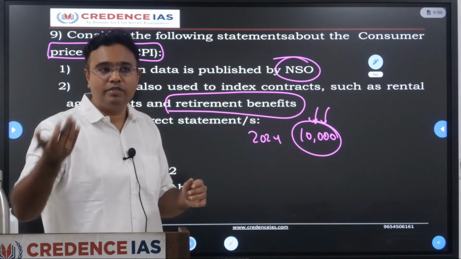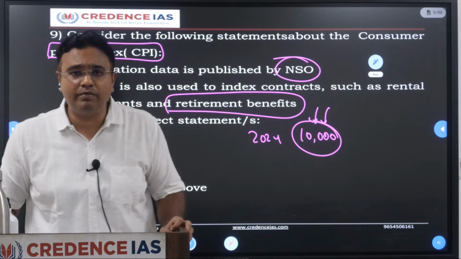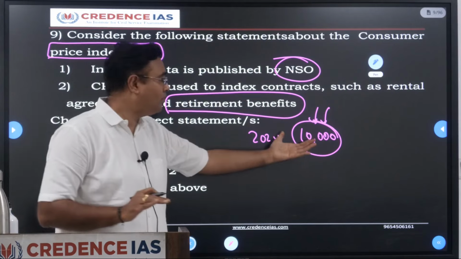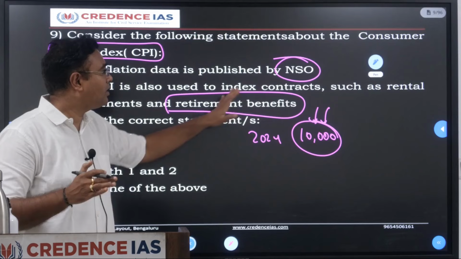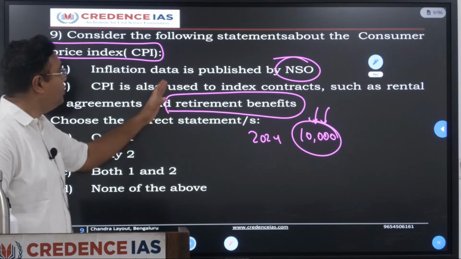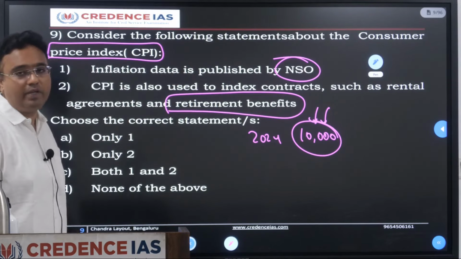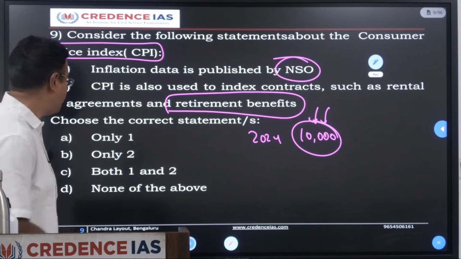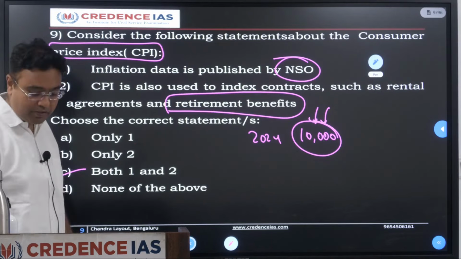So if the prices of, say for instance, the eatables, maybe the food grains or vegetables have increased, he needs more amount to procure those goods to lead a comfortable life. For that, the government takes this inflation as a measure to judge or to determine the various benefits. Okay, so this says that both 1 and 2 are correct with regard to the consumer price index.